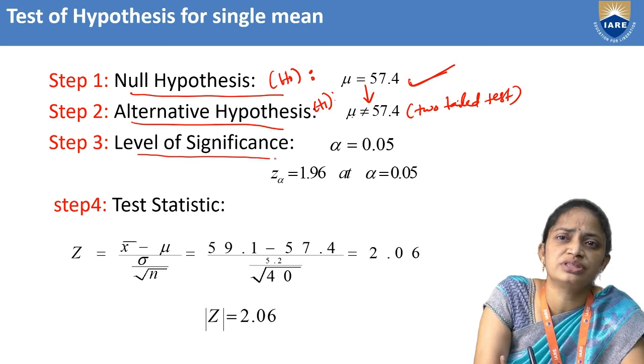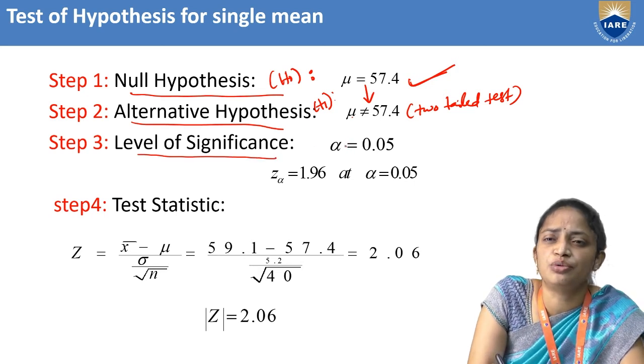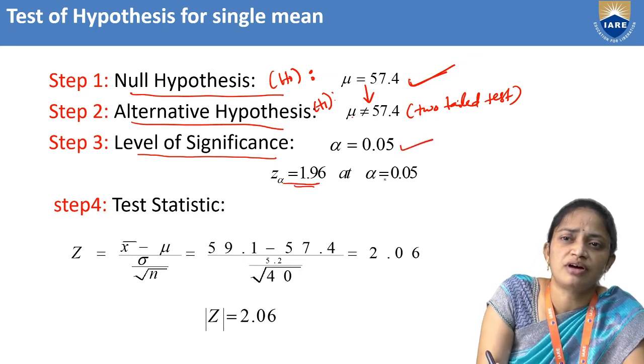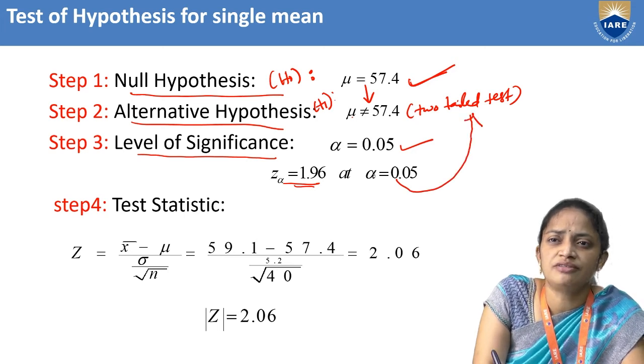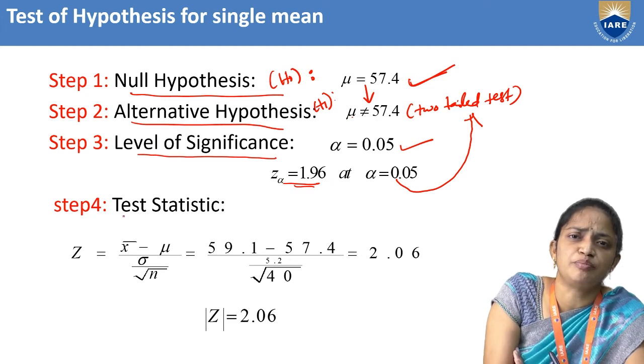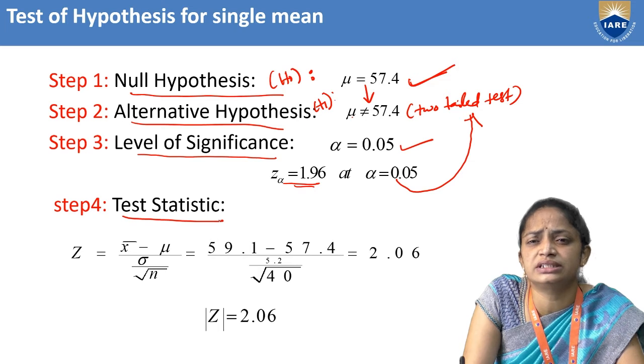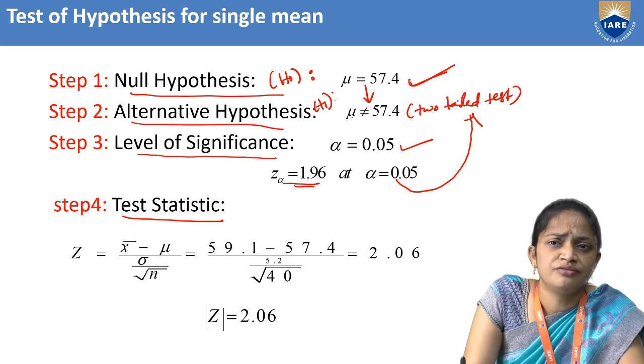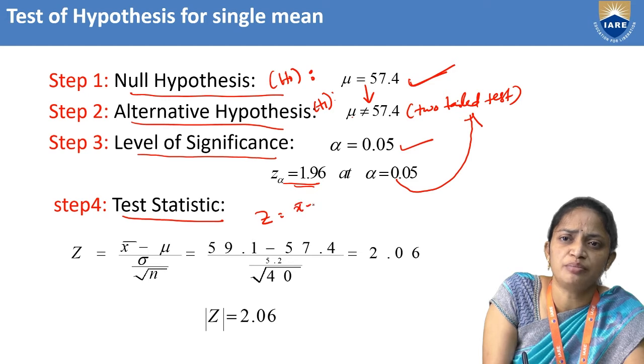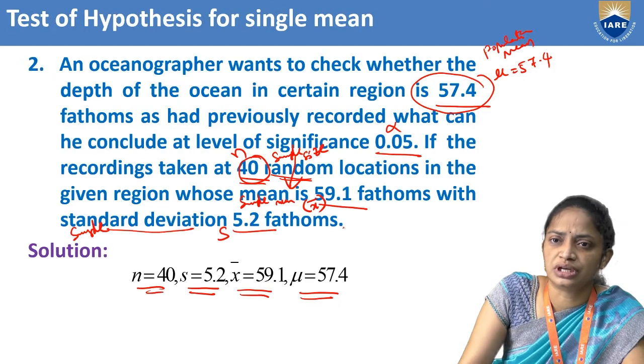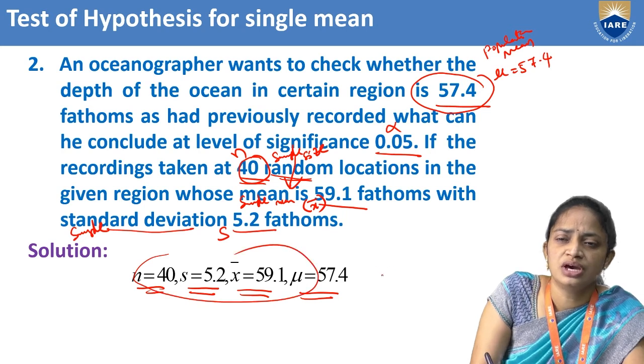The third step is the level of significance, denoted with alpha, and alpha equal to 0.05. What is the Z alpha value? If alpha equal to 0.05 in a two-tailed test, Z alpha is equal to 1.96. The fourth step is the test statistic, so here we need to write the formula. What is that formula? Z equal to x bar minus mu divided by s by root n, which is suitable for all these values.